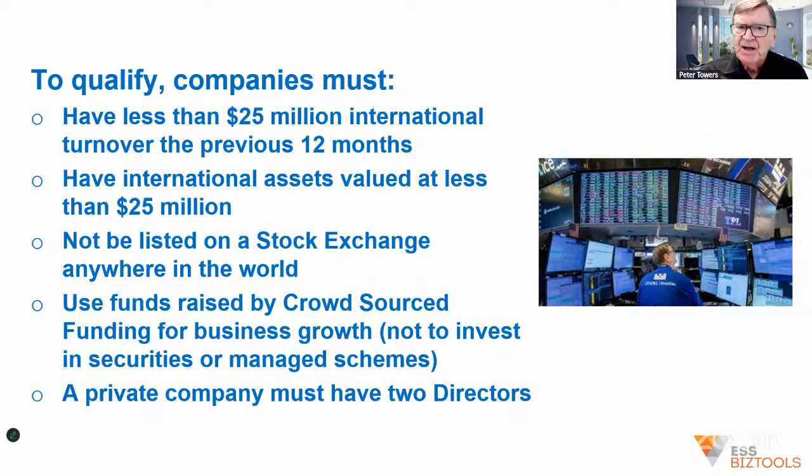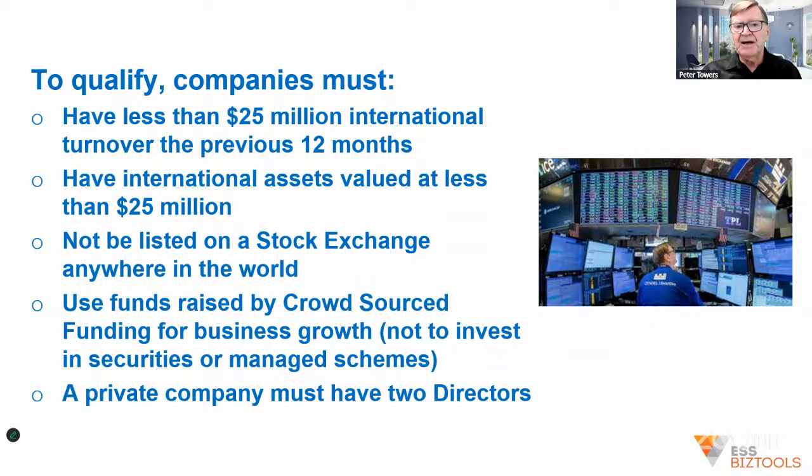So let's look at the qualification. Turnover internationally, less than $25 million in the previous 12 months. Gross value of assets worldwide, less than $25 million. Not listed on a stock exchange, either the applicant or any subsidiary. And what I should have said is those financial and turnover and assets criteria applied to both the applicant company and any subsidiaries. Not listed on a stock exchange. They are not able to use the funds to invest in securities or managed schemes. The government wants the money invested into real business activities so that the investors can see the benefits. It's to create a new type of business. It's to expand their current business. It's not just to idly sit in an investment account somewhere. The government wants the money being utilised in the businesses to create employment, to create economic activity.